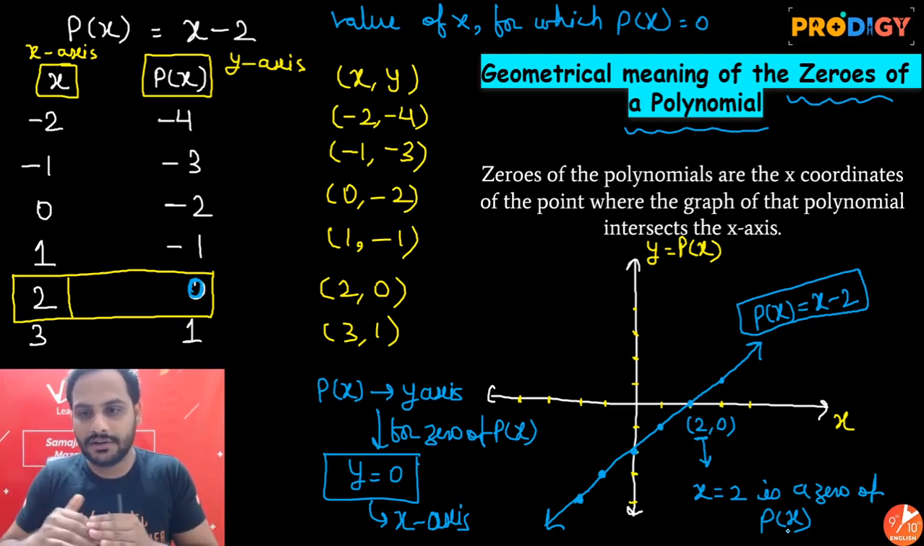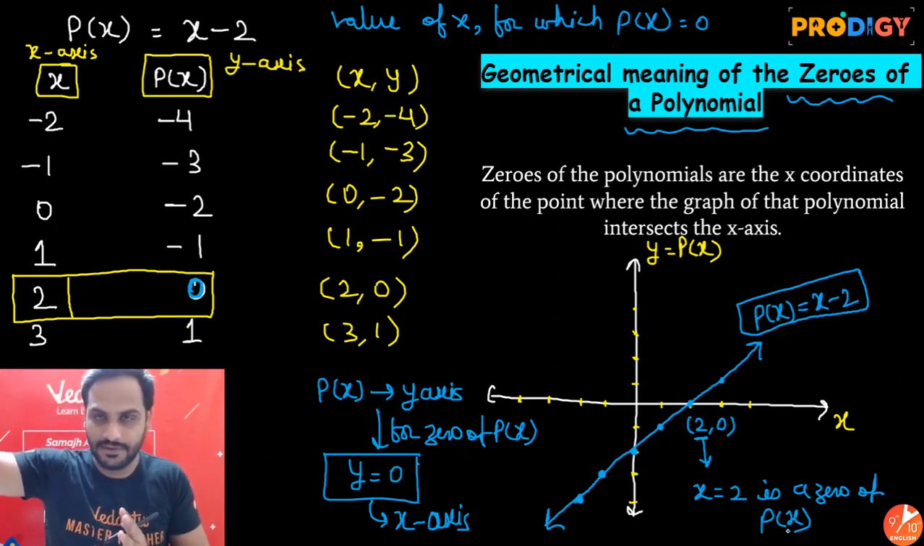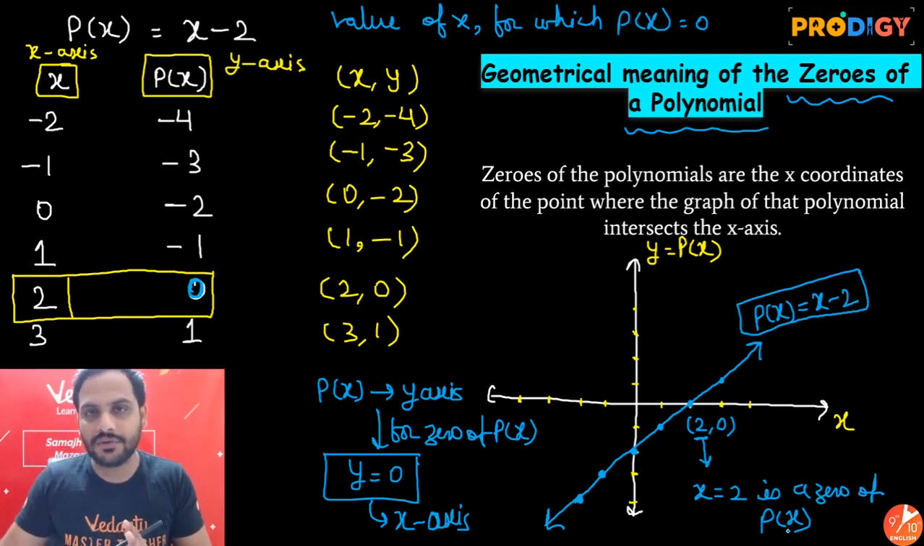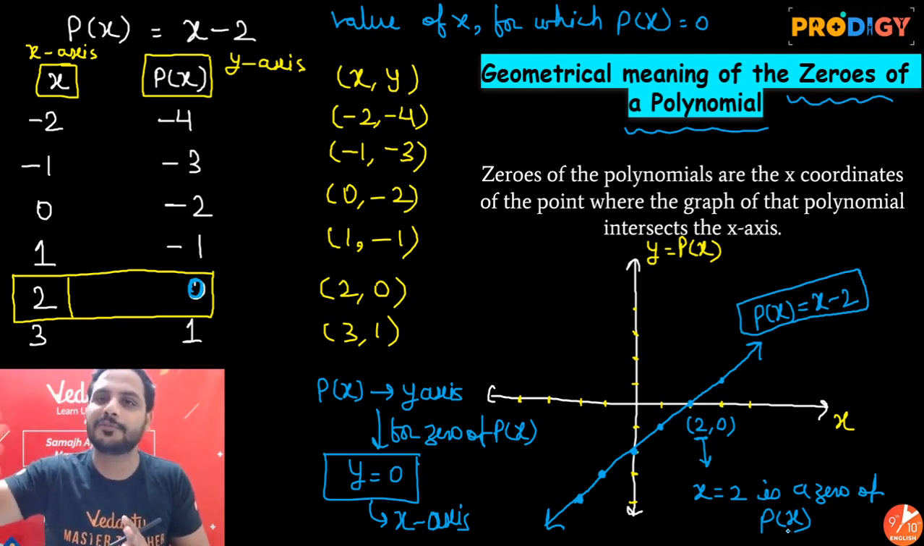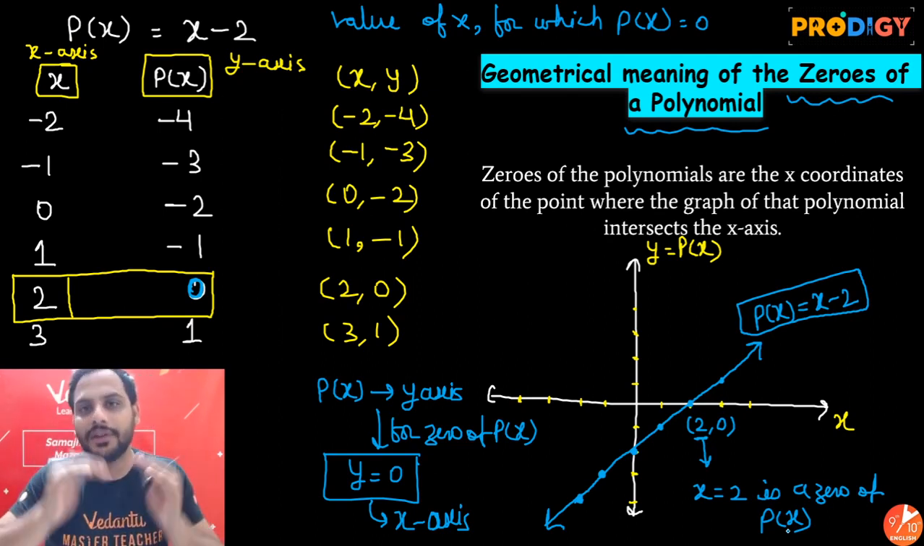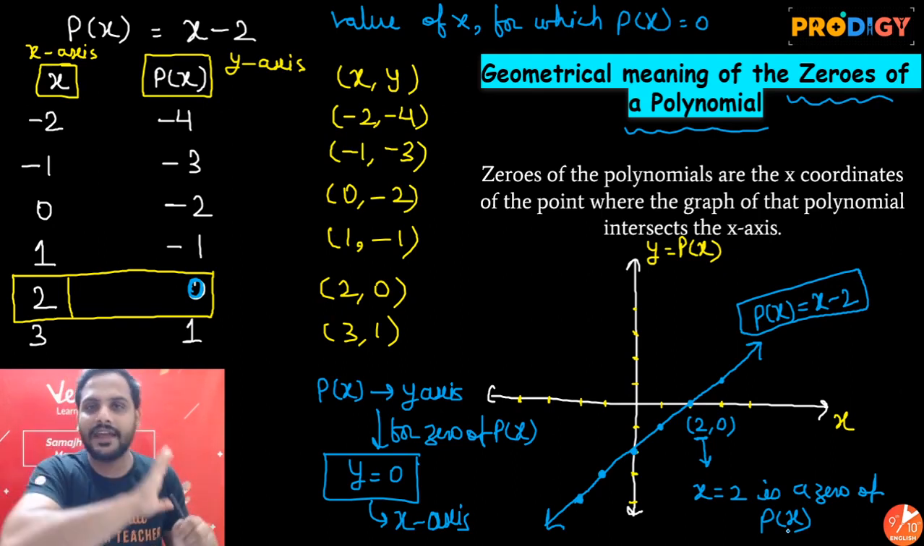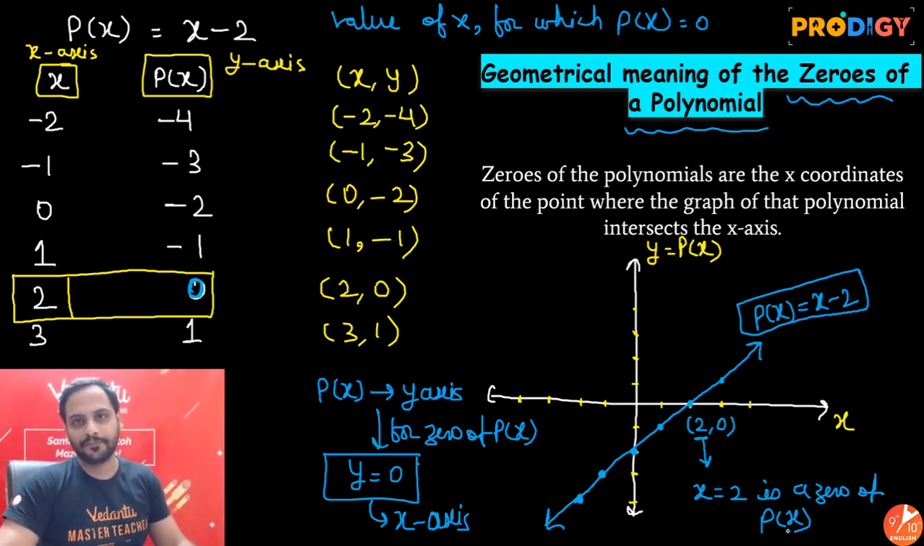Since we plot the graph, the y coordinate is equal to the value of the polynomial. So if I have to find the zero, I want those values of x for which P(x) equal to 0. P(x) equal to 0 means the y coordinate equal to 0, and the y coordinate is 0 on the x-axis. That is why we'll see where the graph intersects the x-axis. As simple as that.